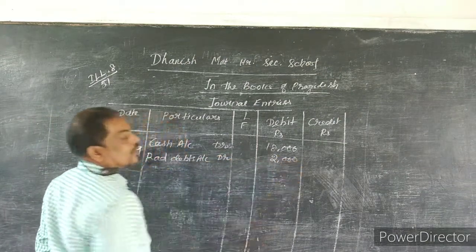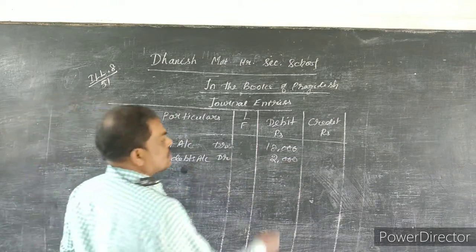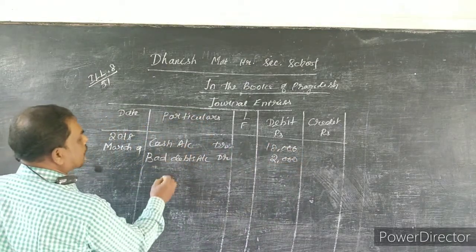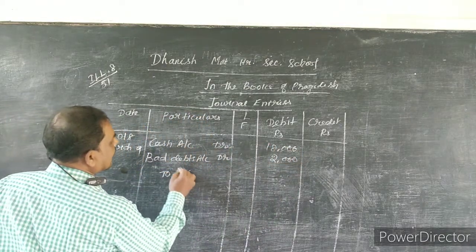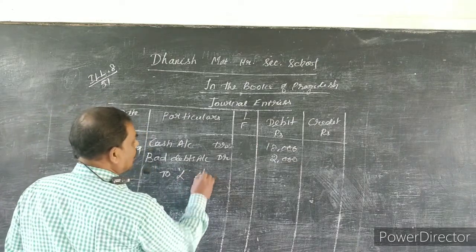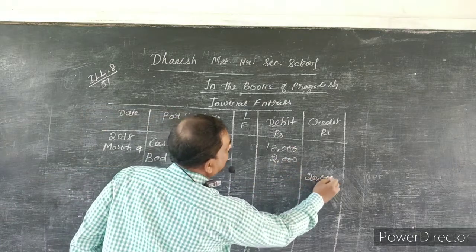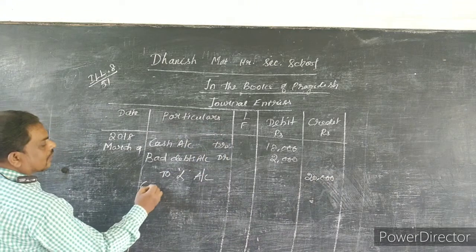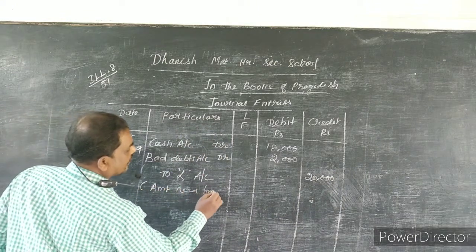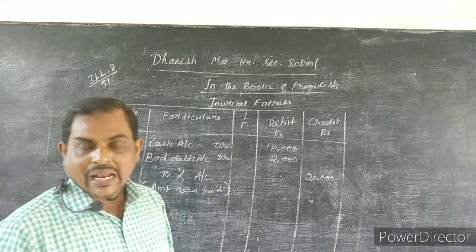As per the nominal account rule, debit all expenses and losses. Here bad debts is a loss. So 2,000 plus 18,000, I have received as cash. This amount is given by whom? L only gave this amount. So L account, 18 plus 2, 20,000. Amount received from L.